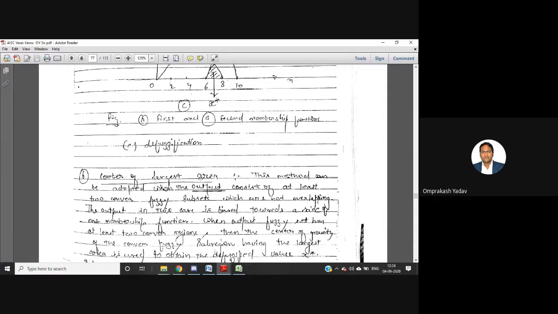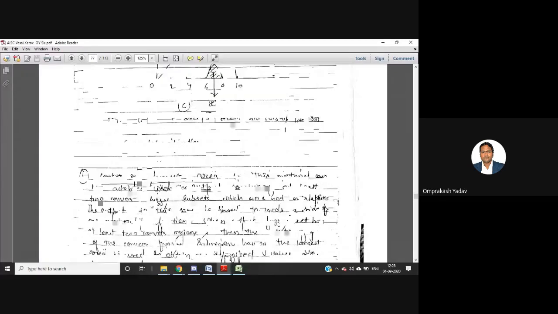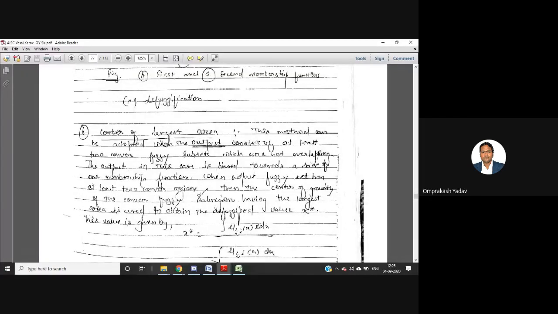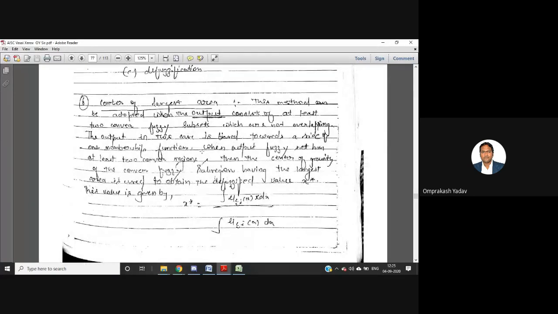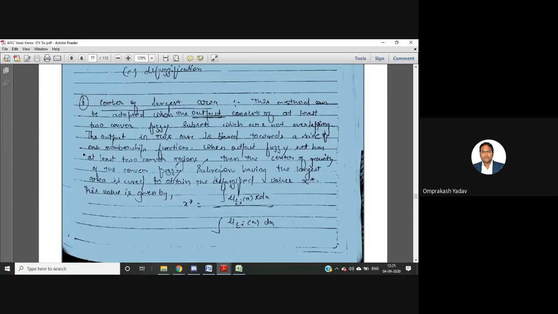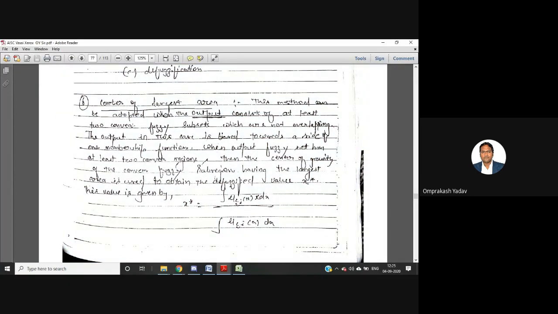So let's go to the next one. Center of largest area. So this method can be adopted when the output consists of at least two convex fuzzy subsets. Just remember this method can be applied when the output consists of at least two convex fuzzy subsets which are not overlapping.